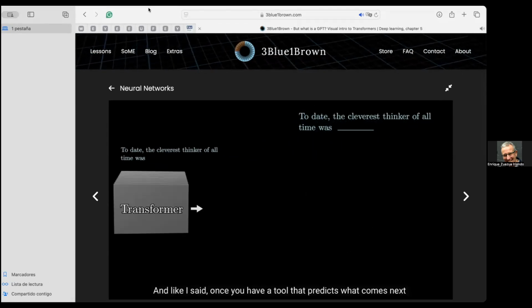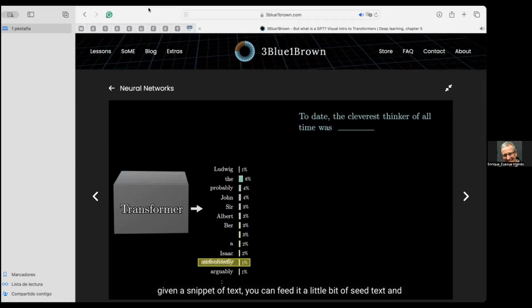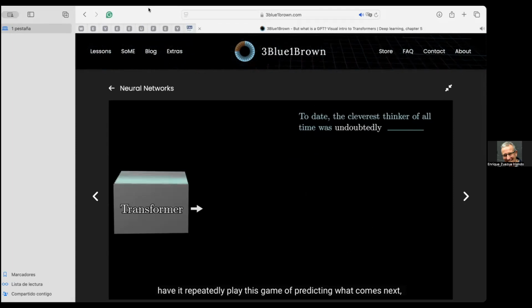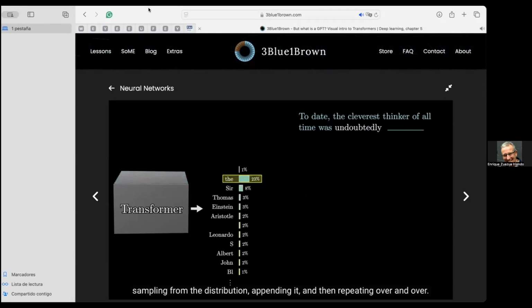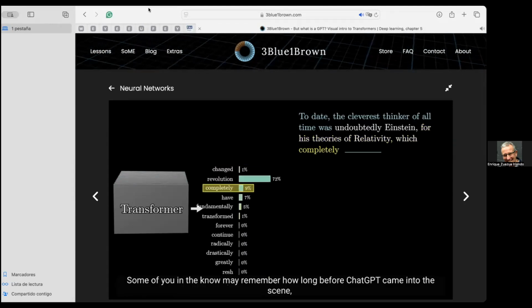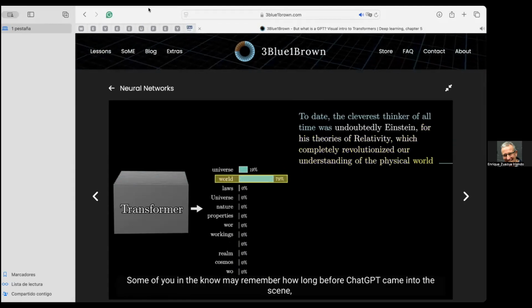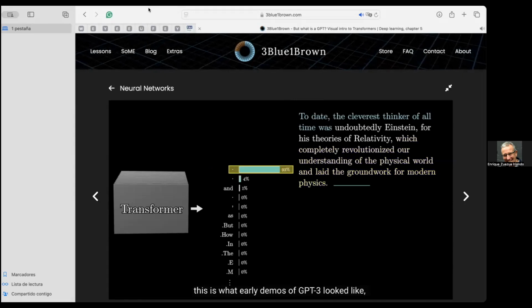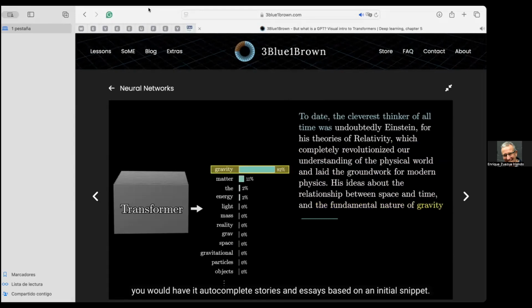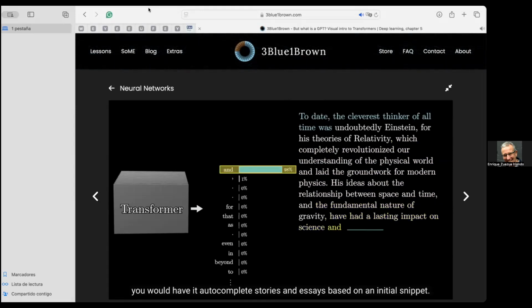And like I said, once you have a tool that predicts what comes next given a snippet of text, you can feed it a little bit of seed text and have it repeatedly play this game of predicting what comes next, sampling from the distribution, appending it, and then repeating over and over. Some of you in the know may remember how, long before ChatGPT came into the scene, this is what early demos of GPT-3 looked like. You would have it autocomplete stories and essays based on an initial snippet.